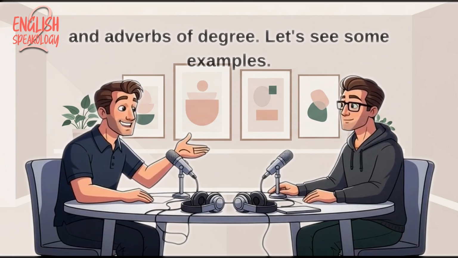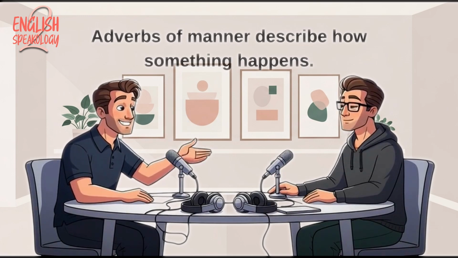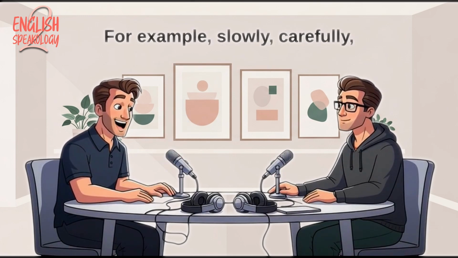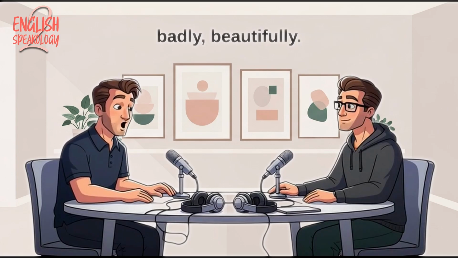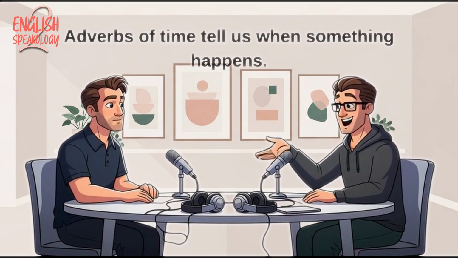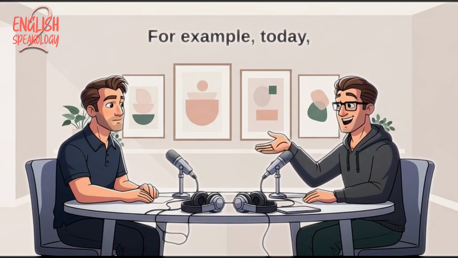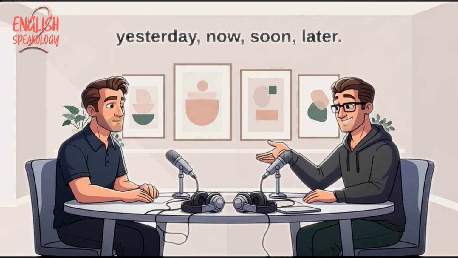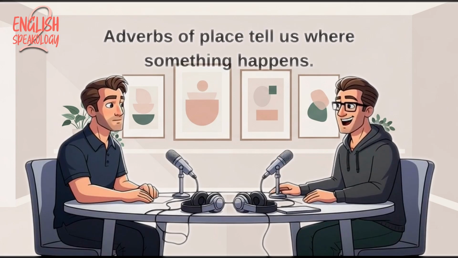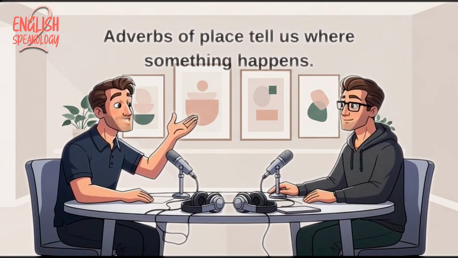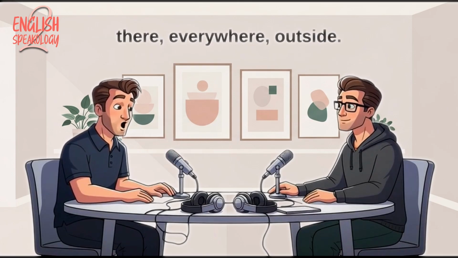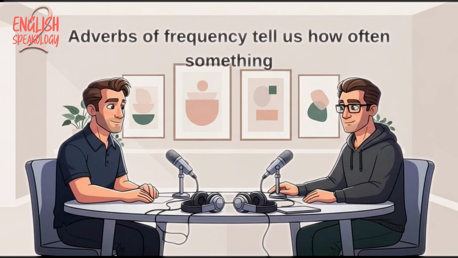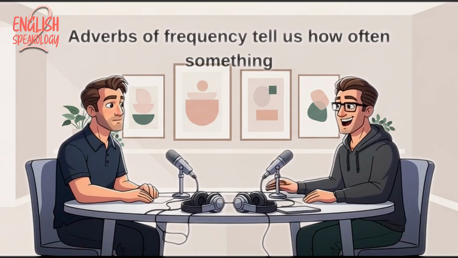Let's see some examples. Adverbs of manner describe how something happens. For example, slowly, carefully, badly, beautifully. Adverbs of time tell us when something happens. For example, today, yesterday, now, soon, later. Adverbs of place tell us where something happens. For example, here, there, everywhere, outside. Adverbs of frequency tell us how often something happens.